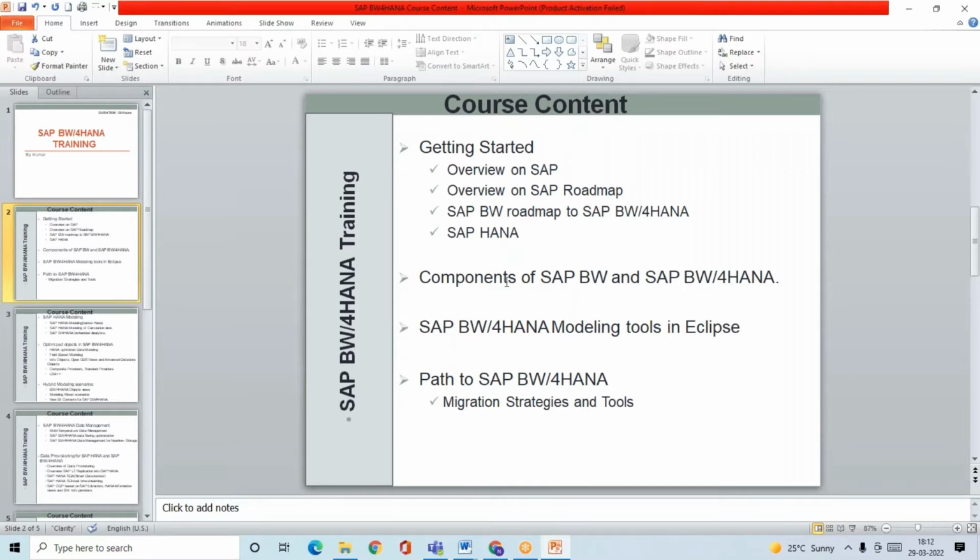And in this training session, we'll be covering both SAP BW version and, at the same time, SAP BW for HANA version as well. Okay, we are going to discuss each and everything in detail. Just as of now, I'm giving a heads up.